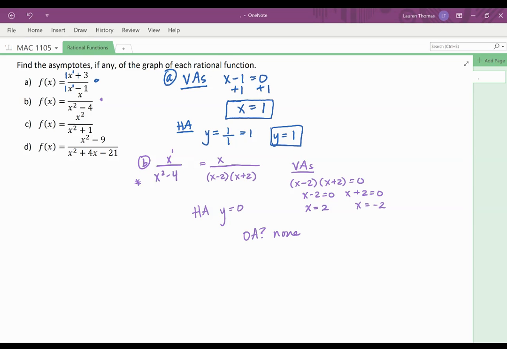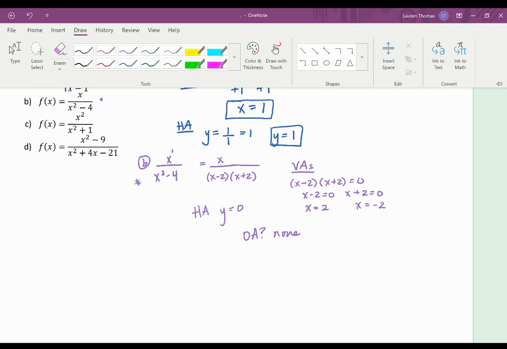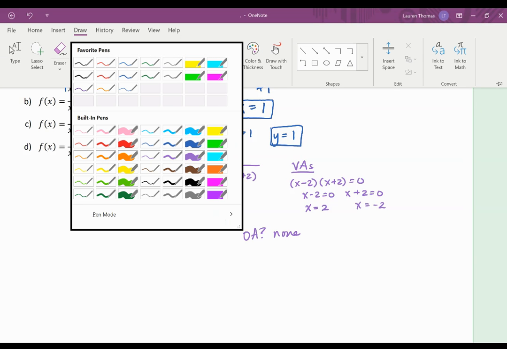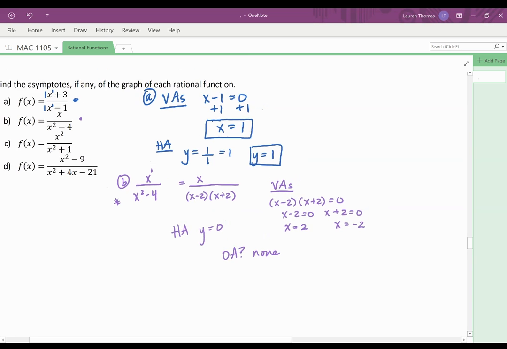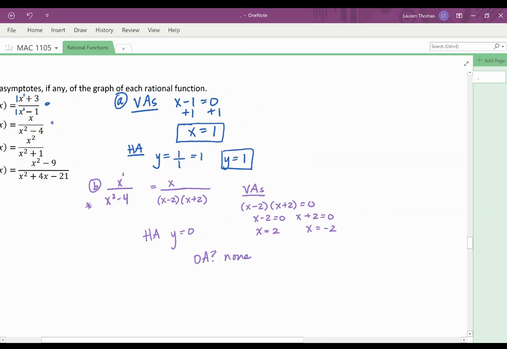Okay, so we're done with example B. All right, let's move on to C. Let's change up the color. All right, so if we do C, let's see if I can fit this. So x squared over x squared plus 1.